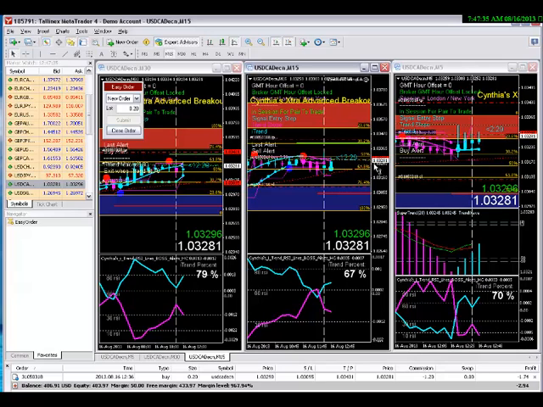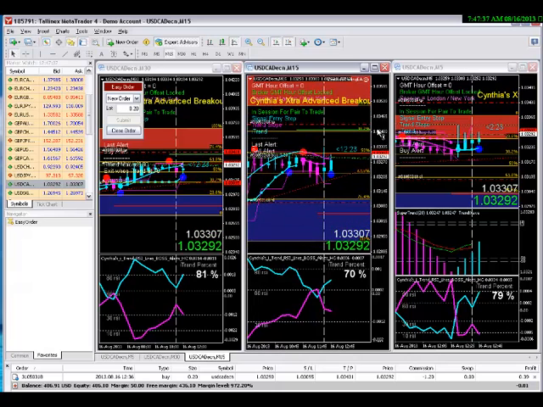So, we're sitting in the 15-minute chart. The price is right on the 50% Fibonacci line, so this still shows a strong uptrend. And so we're just going to hang in here and let the trailing EA manage the trade for us. We don't have to make any trading decisions.